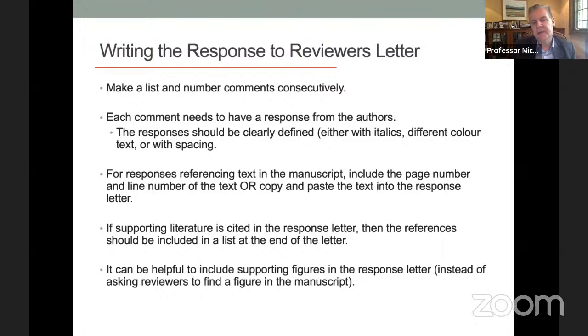For responses referencing text in the manuscript, one should include the page number and the line number of the text, or copy and paste the text into the response letter. So the better defined this response letter is, the easier it will be for the reviewer to examine this. If supporting literature is cited in the response letter, then the references should be included in a list at the end of the letter. And it's my expectation as a reviewer that this be included. And it can be helpful on occasion to include supporting figures in the response letter instead of asking reviewers to find a figure in the manuscript. But at least this should be clearly defined.